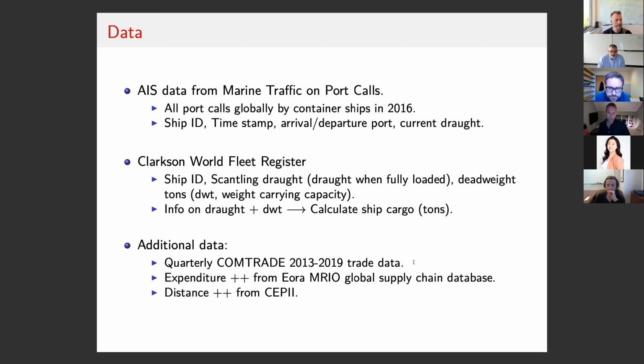We can merge the AIS data with the ship information from the Clarkson World Fleet Register. That will give us, for example, the capacity of the ship and the so-called scantling draft. That's basically how deep into the water the ship would be if it's fully loaded. So with the current draft and the scantling draft, you can basically calculate how much cargo is in a given container ship. So we're going to use that for some things later on.